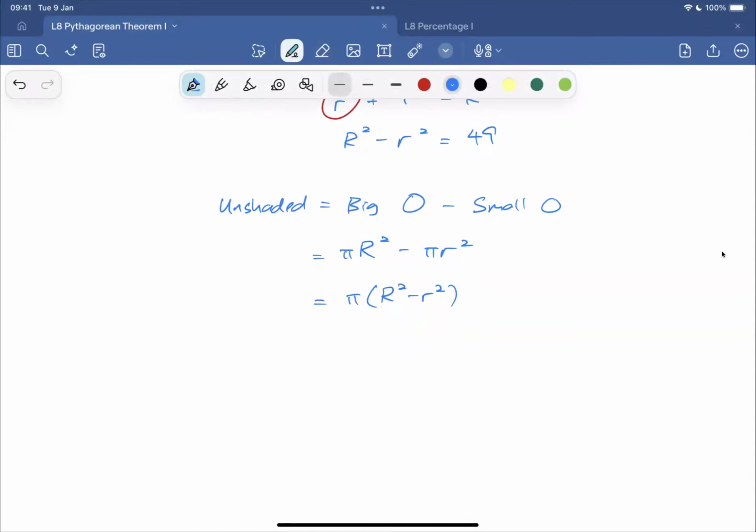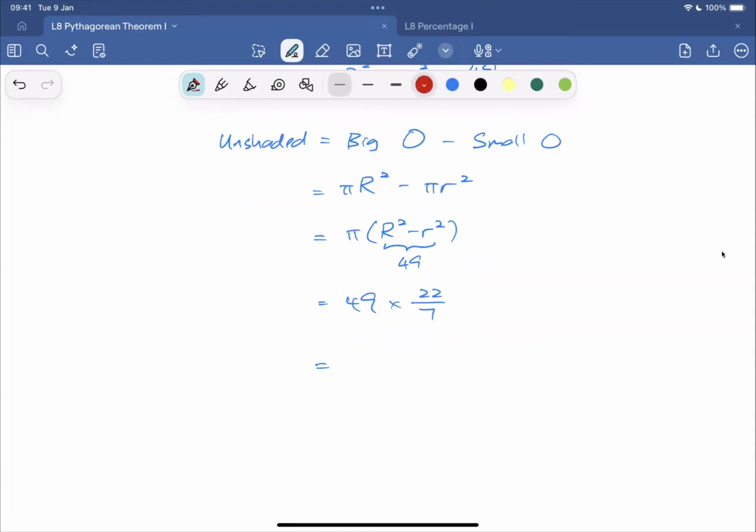So 49 pi. This is 49, correct. So you have 49 multiplied by pi. So 49 times 22 over 7, so 154. Yes, 154. Very good. Divide by 7, divide by 7. 7 times 22 is 154. Very good, Reina. Well done.